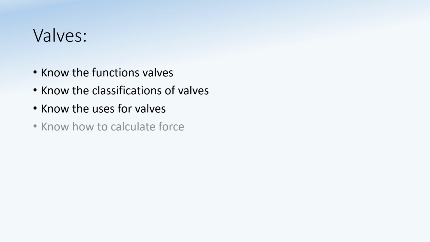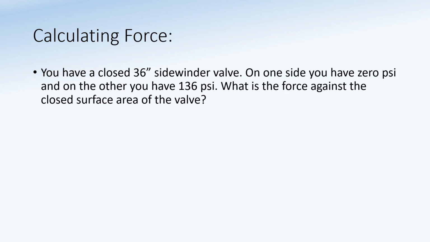Know how to calculate force. All right. And with that, let's calculate some force. Okay. You have closed a 36-inch Sidewinder valve. On one side, you have 0 psi, and on the other side, you have 136 psi. What is the force against the closed surface area of that valve? I will give you a second to pause this if you want to take a stab at it yourself before you follow along in the presentation. And with that, let's do it.